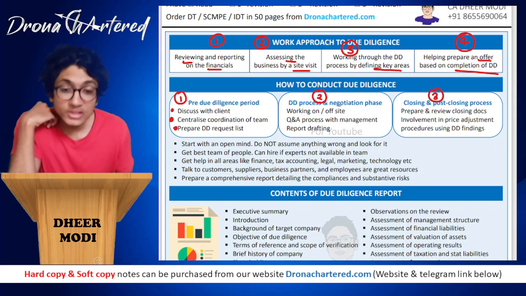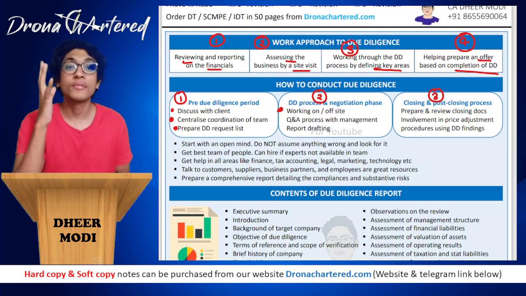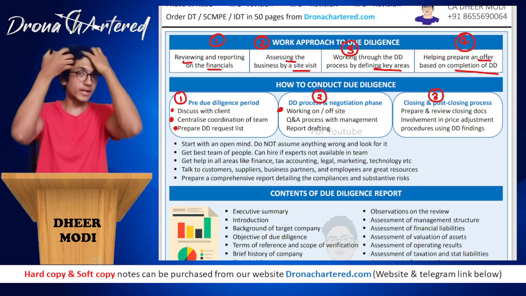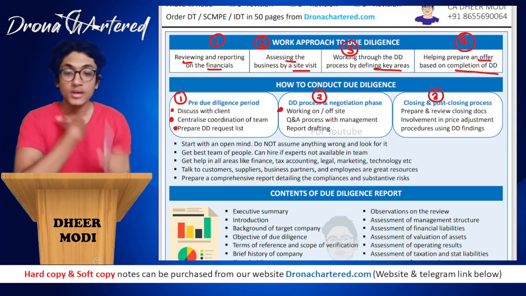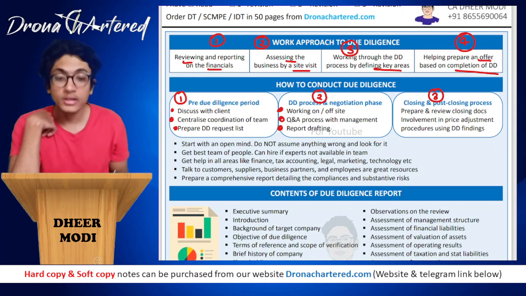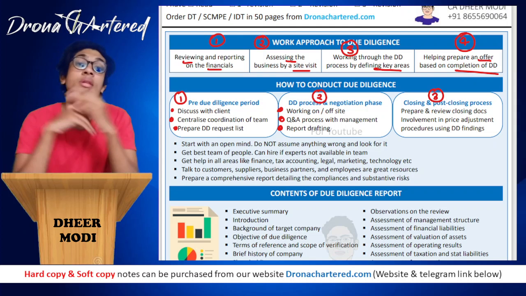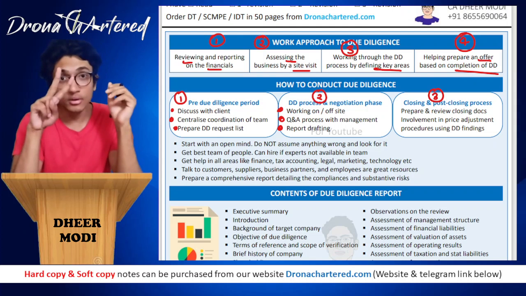Next is due diligence process and your negotiation phase. So working on or offsite, that means either physically on the site or you are working remote. Next is your question and answer process with the management, and third is your report drafting. So in the report drafting only you will do this in the negotiation phase itself. That is your phase 2.